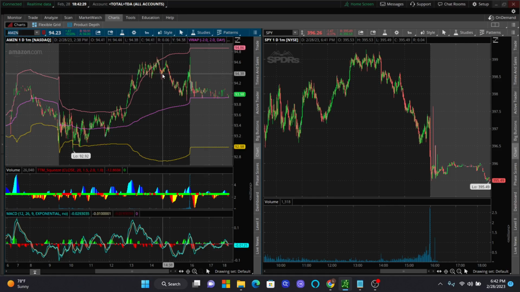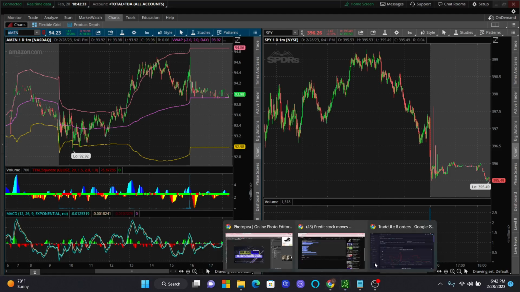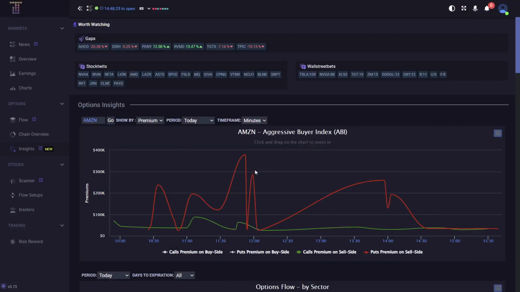So this is just a quick example of how you can use TradeUI's ABI tool to give yourself a trading edge. You can use other tools you want to use. However, pick a stock that you like to trade, track it for a couple of days to see how consistent it is with your stock. And then if you think this is a tool that you want to use, go ahead and try it out.